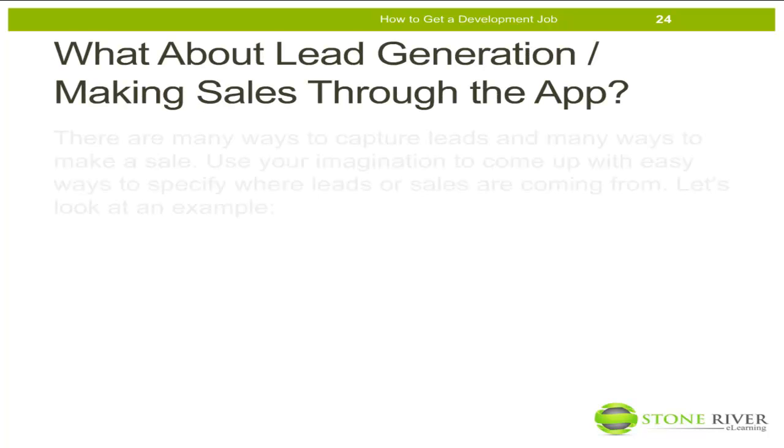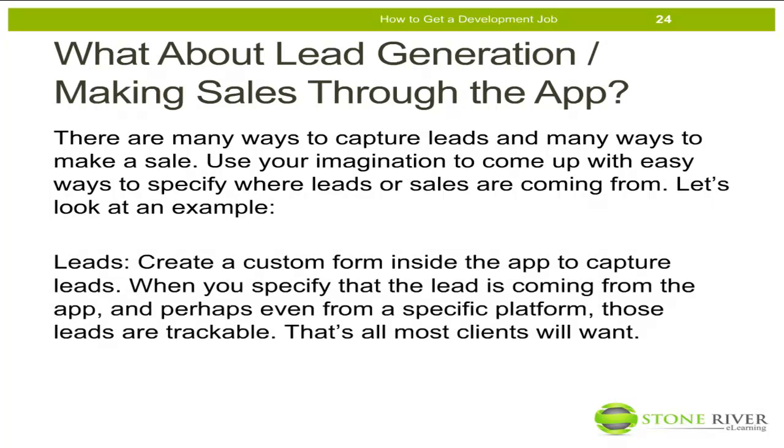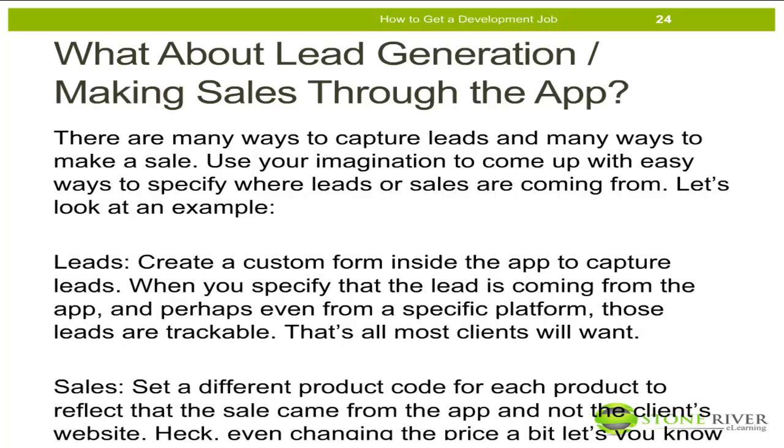What about lead generation or making sales through the app? There are many ways to capture leads and many ways to make a sale. Use your imagination to come up with easy ways to specify where leads or sales are coming from. Let's look at an example. For leads, create a custom form inside the app to capture leads. When you specify that the lead is coming from the app, and perhaps even from a specified platform, those leads are trackable. That's all most clients will want. For sales, set a different product code for each product to reflect that the sale came from the app and not from the client's website. Heck, even changing the price a bit lets you know where the sale came from.